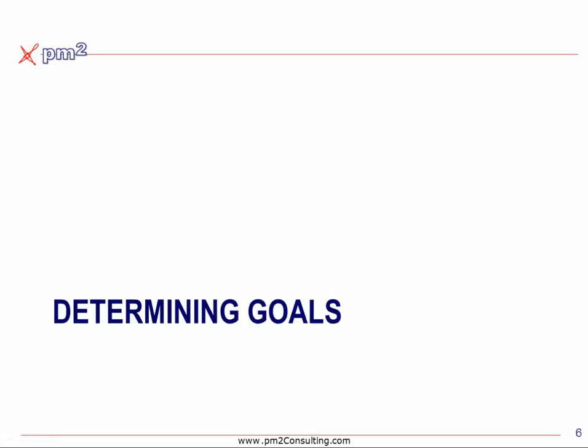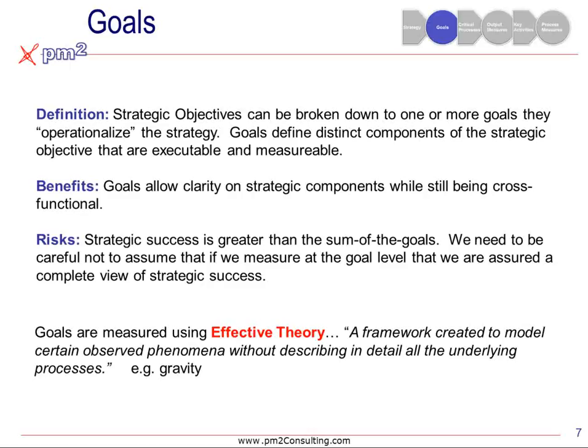Some foundational ideas about determining your strategic goals. First off, a goal is how we break down a strategic objective, and they're how we sort of operationalize strategy by defining it into distinct components that are executable and measurable. The benefit of breaking it down is it allows us to still be cross-functional in how we view the organization, but a bit more specific.